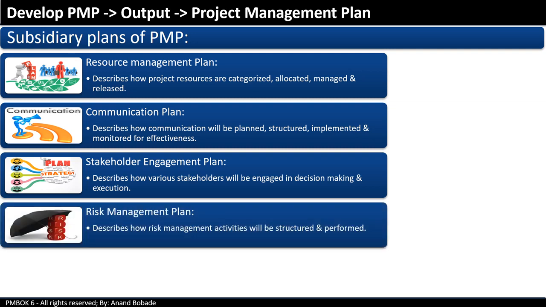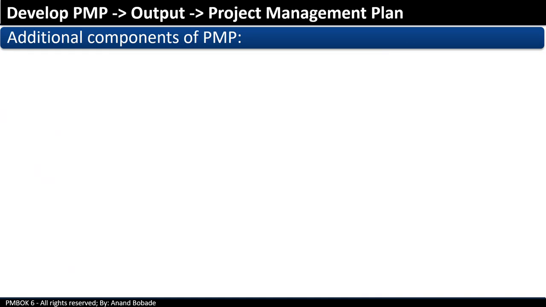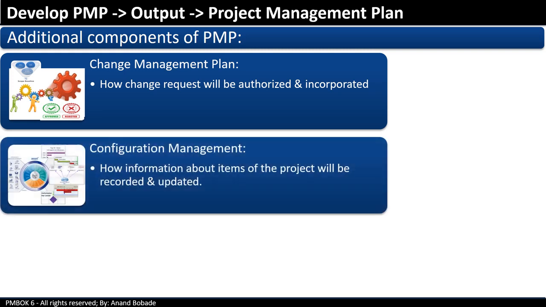The risk management plan describes how risk management activities will be structured and performed. The procurement plan describes how the project team will acquire goods and services from outside the organization. Additional components of the PMP are the change management plan, which describes how change requests will be authorized and incorporated. The configuration management plan describes how information about items of a project will be recorded and updated. It can be documents or it can be equipment.